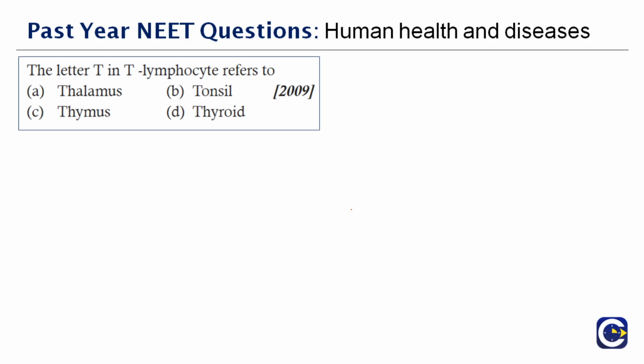The letter T in the T lymphocyte refers to dash. So anybody know what it is? The letter T of T lymphocyte refers to the thymus, which is the primary lymphoid organ.